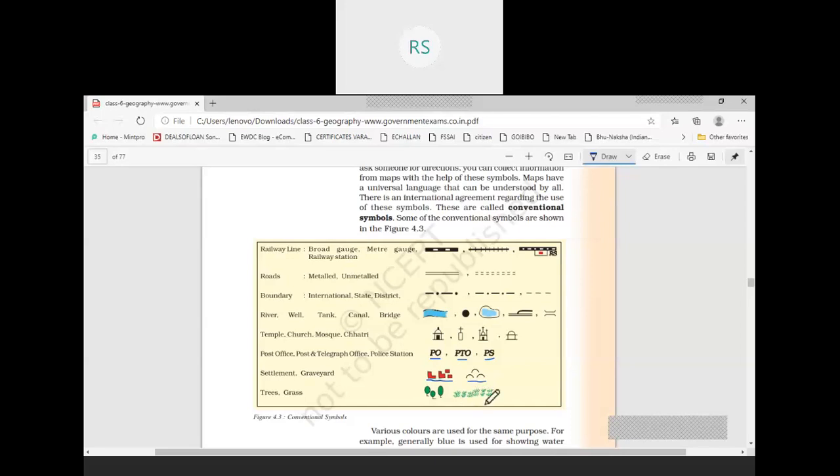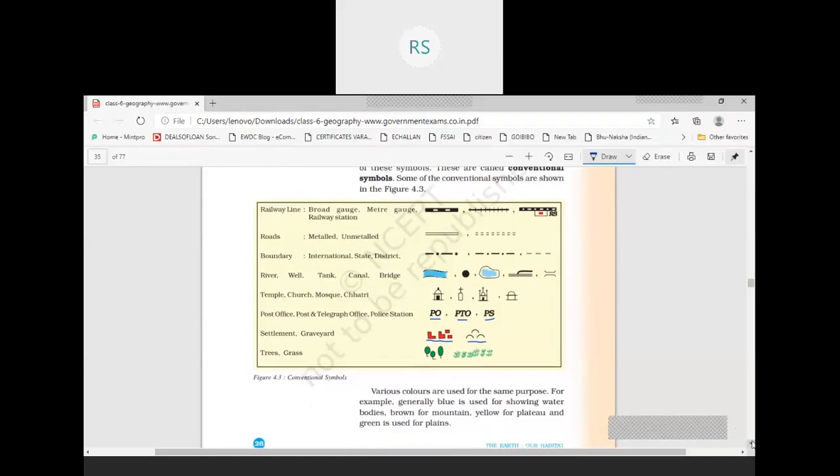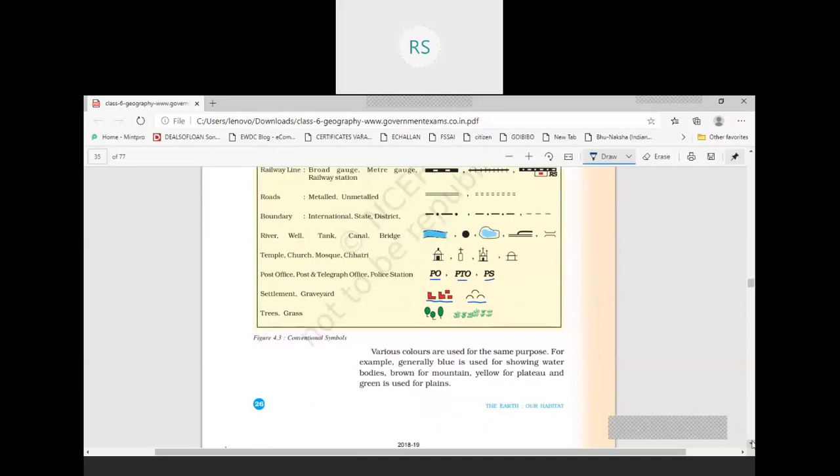These conventional symbols are used to show different features, which are also called landmarks. Landmarks are those places which are very important in your neighborhood. If you are asking someone to come to your house, you can tell that person about one of the landmarks situated near your house, so that the person can easily come to that landmark, and by coming to that landmark he will be able to reach your house also.